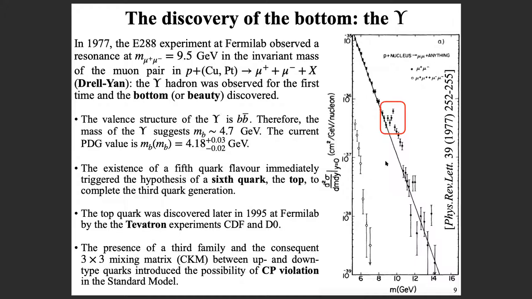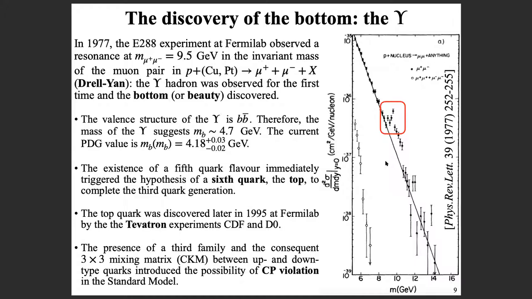Of course, the discovery of the bottom quark also had an important implication. If you introduce a fifth quark, the bottom, then you probably want to complete also the third family of quarks in the standard model. So this immediately triggered the hypothesis of the existence of the top quark. The top quark was introduced in the standard model at some point, and the top quark itself was discovered a few years later in 1995 at Fermilab, at the Tevatron, by the CDF and D0 experiments.